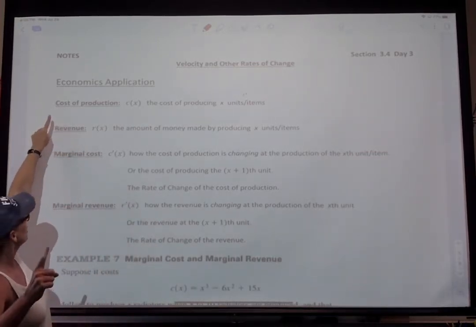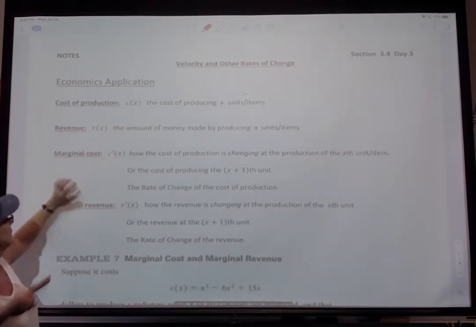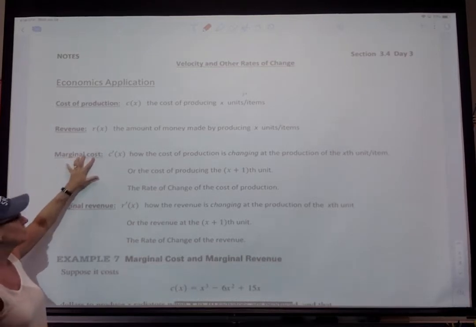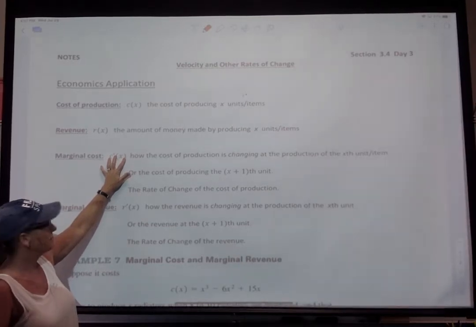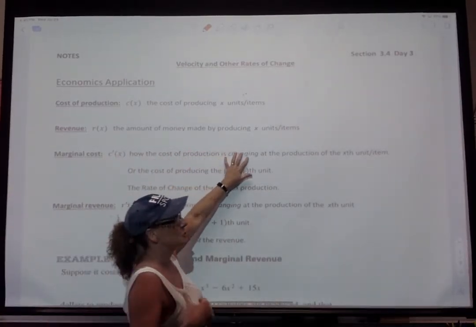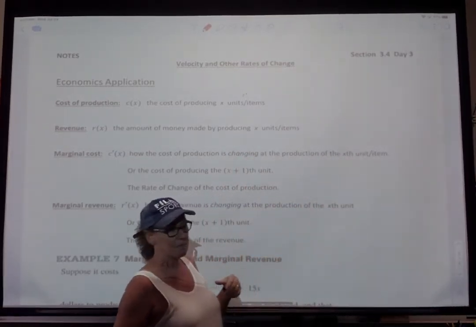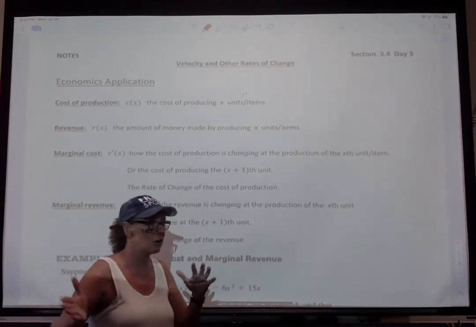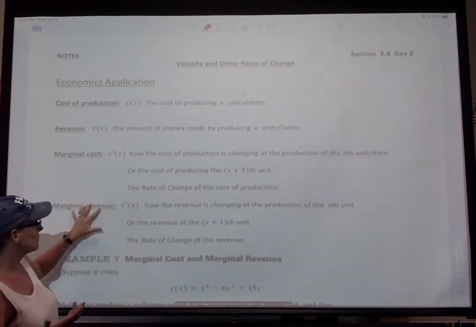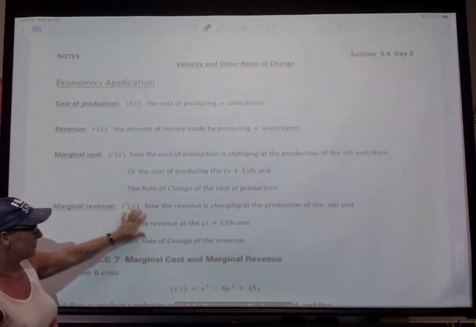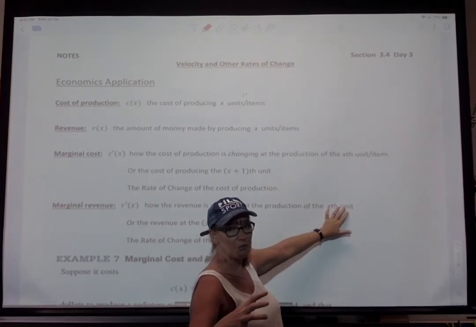So we got cost, we've got revenue. Hopefully you know what those are. And then, of course, revenue minus cost is profit, in case you need that later on. Marginal cost is the derivative of cost. It's the derivative of your cost function. It's how the cost is changing at whatever item we want to look at. How quickly was my cost increasing? Or how quickly was my cost decreasing? Marginal revenue is the same. It's going to be the derivative of revenue, and it's how the revenue is changing at whatever number of items we want to look at.